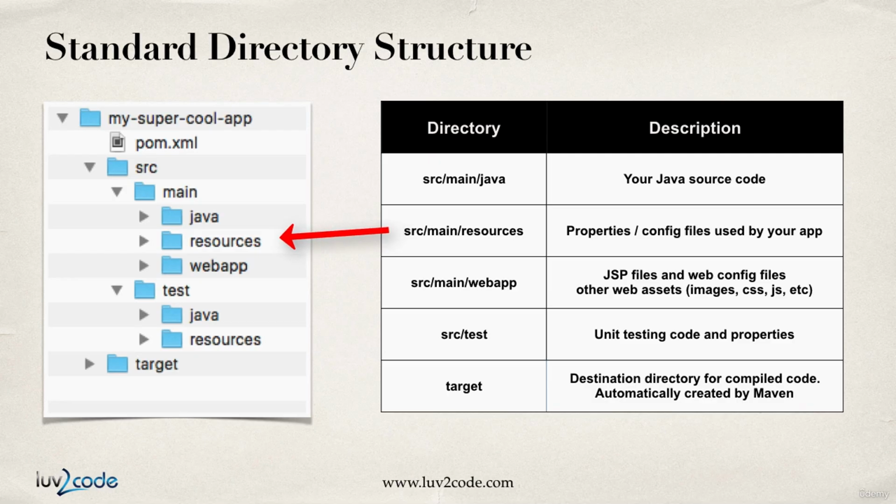Then we have a resources directory. That's where you'll place your properties files or config files that are used by your application. There's also a web app directory, and this is where you place your JSP files, any web config files, images, CSS, and so on. There's also a source test directory. This is where you place your unit testing source code and any properties and configuration files that are used by your unit testing code. And finally, there's a target directory. So this is the actual destination directory for your compiled code and also any artifacts that Maven will generate.